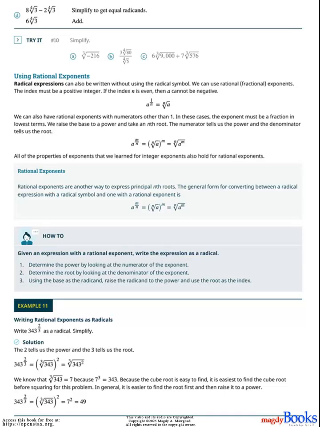We know that cube root of 343 equals 7, because 7 to the power of 3 equals 343. Because the cube root is easy to find, it is easiest to find the cube root before squaring for this problem. In general, it is easier to find the root first and then raise it to a power. 343 to the power 2 over 3 equals (cube root of 343) to the power 2, equals 7 to the power 2, equals 49.